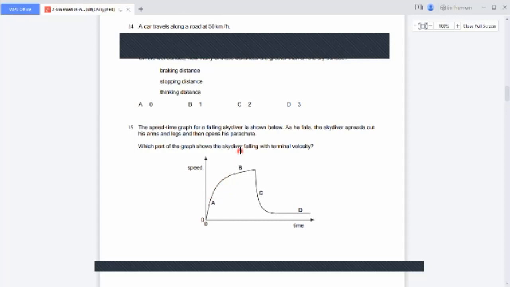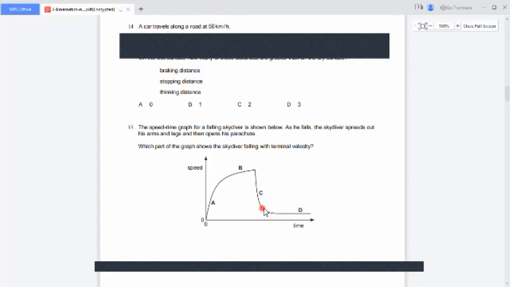Speed is decreasing just because the skydiver spread out his arms and legs. Then why is the velocity dropped here? The reason is that at this moment the skydiver opens his parachute, and suddenly his speed or velocity decreases. This is the sudden decrease in velocity.